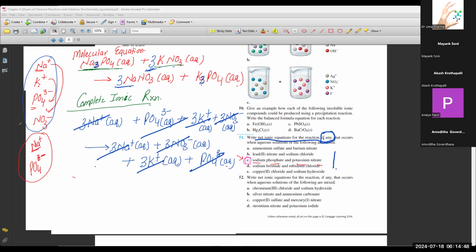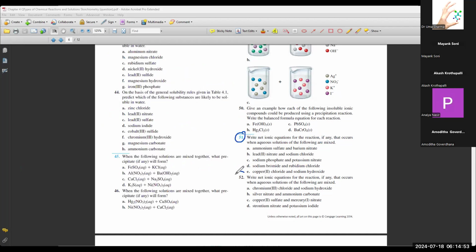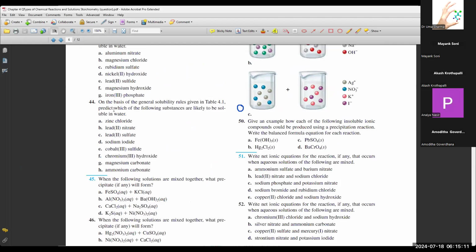So Mayank, can I give these questions as homework? 51, 52. These are also similar, but here the formulas are given. So I don't want you to do this because formulas are given. We'll practice how to make formulas also. So practice 51 and 52. I want to practice one more question, this one. Is it visible? Can you read it? No, 50.